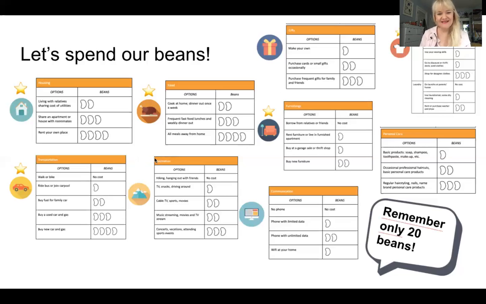We don't have to have recreation, or we can do it for free. We don't have to have communication, or again, we can do it for free. We don't have to have gifts, or we can make them. And we don't have to have personal care, or we can do it for free or almost free. All right, so now let's get more detailed and talk about how to spend our beans in these categories, especially in the categories that are needs.